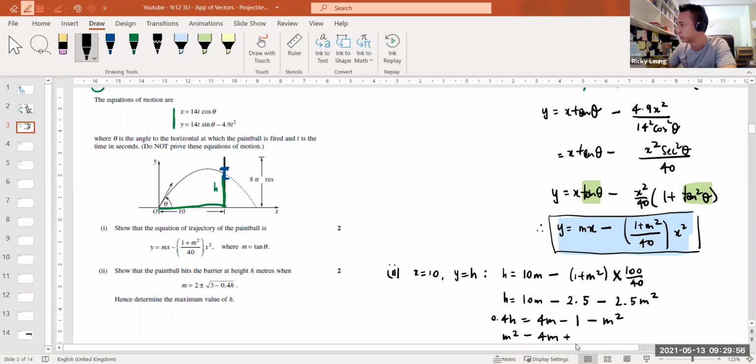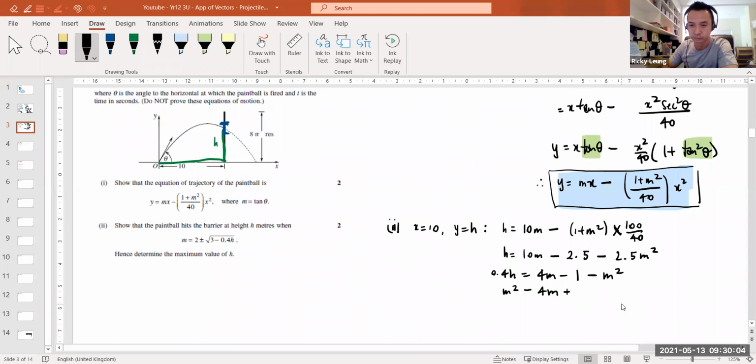Plus. Let me just make sure the quadratic is right. I don't want to be... Yep, that looks perfect actually. Plus, bracket here, 1 plus 0.4h. Okay, that's my quadratic.